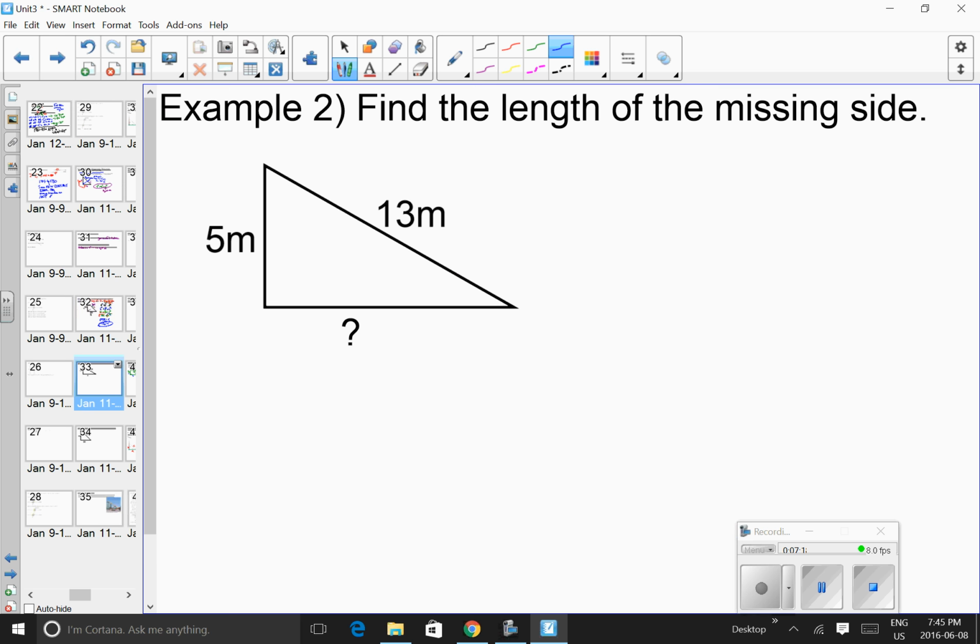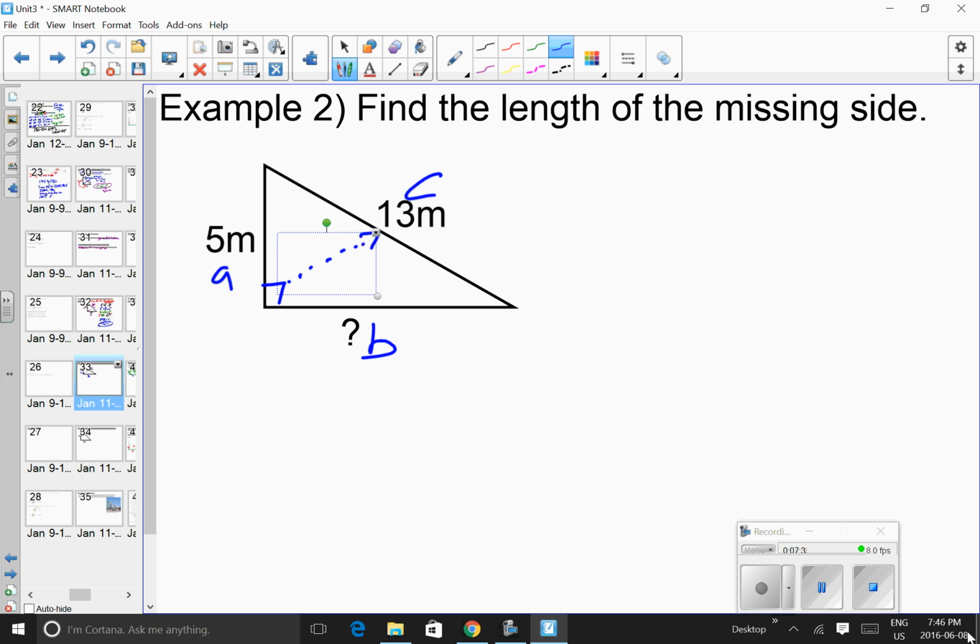Let's see, is it any different if you're looking for a leg? So I've got another right triangle here. We're going to quickly label it. So across from the right angle, the longest side, this is the hypotenuse, so it has to be C. And these other ones can be A and B.